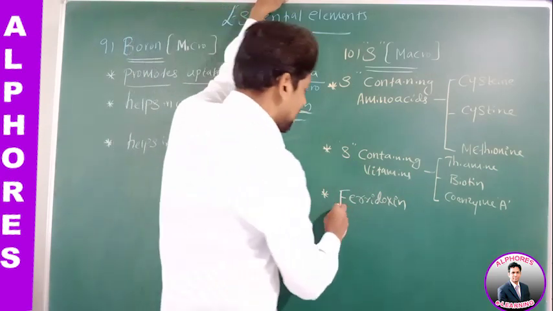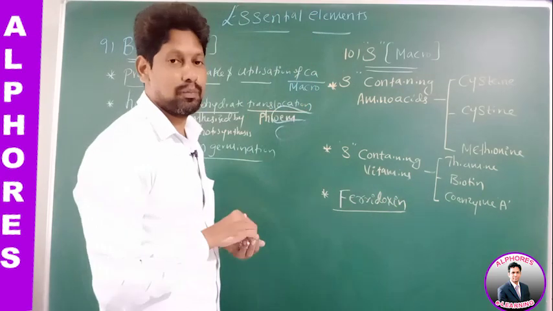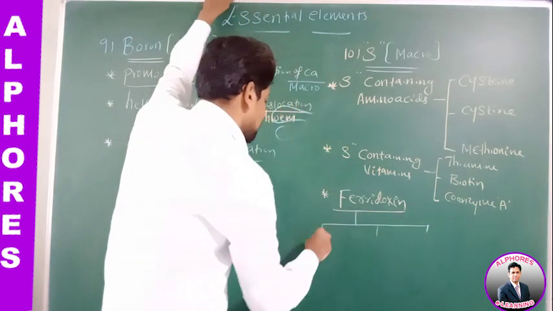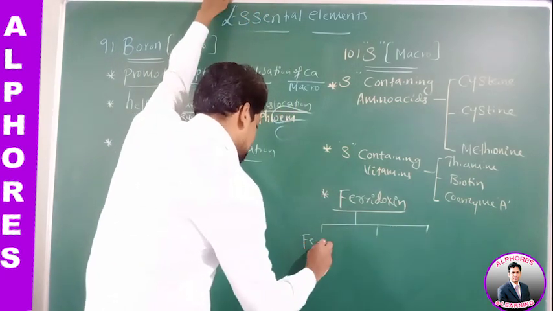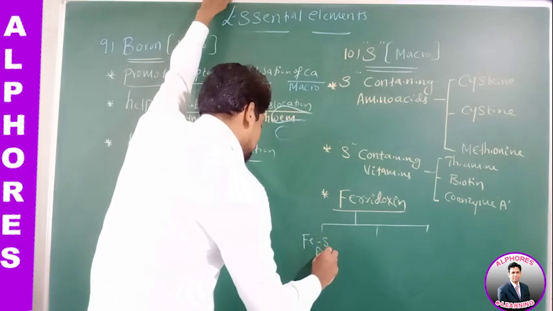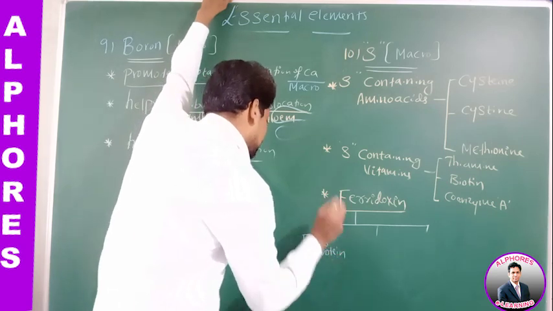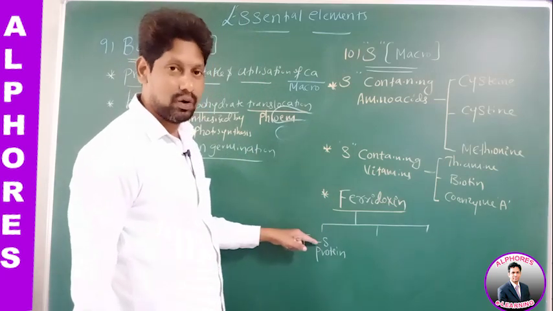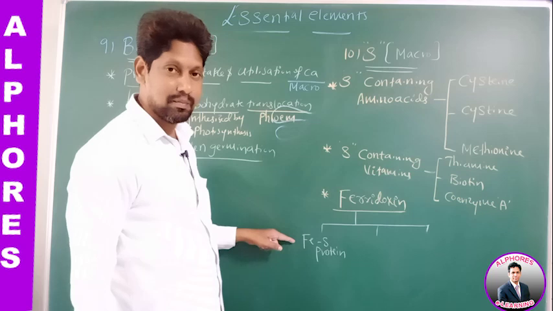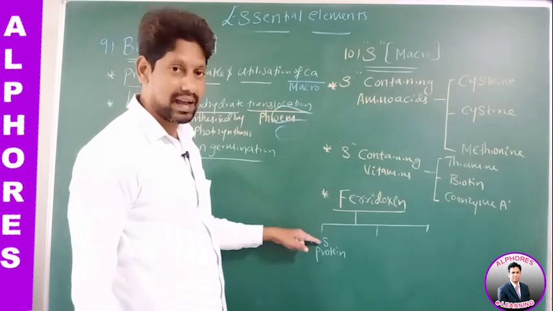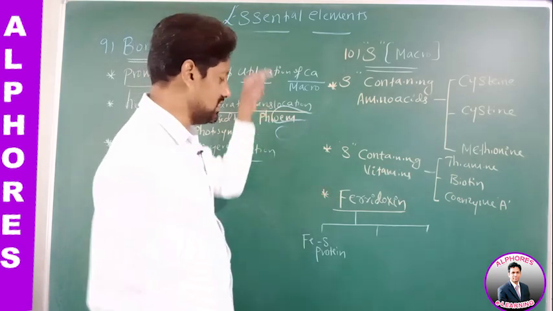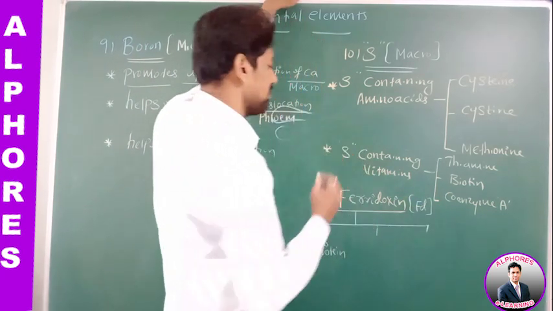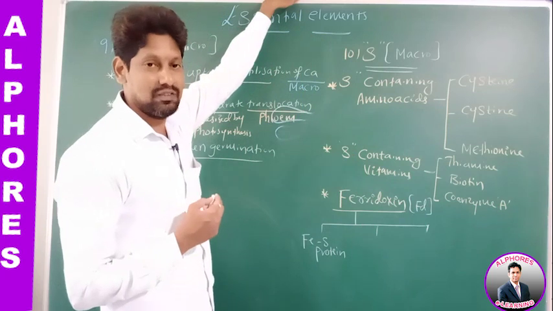Ferredoxin. Ferredoxin is an iron sulfur protein. Iron is a micro element, whereas sulfur is a macro element. Yes or no? This ferredoxin is an iron sulfur protein.